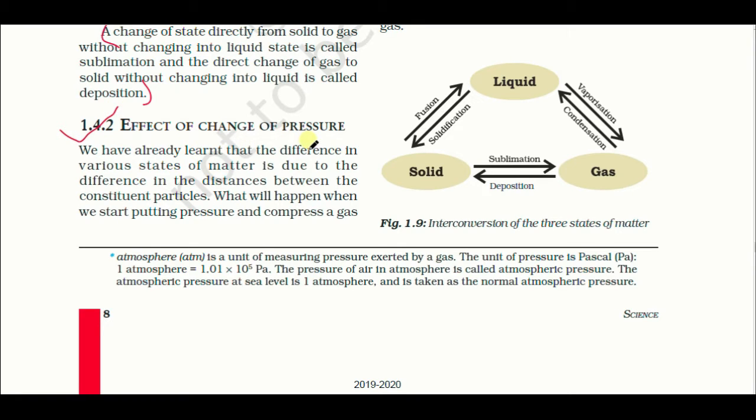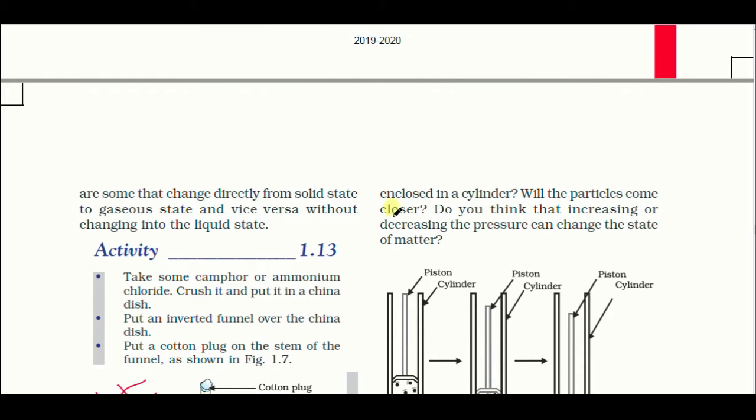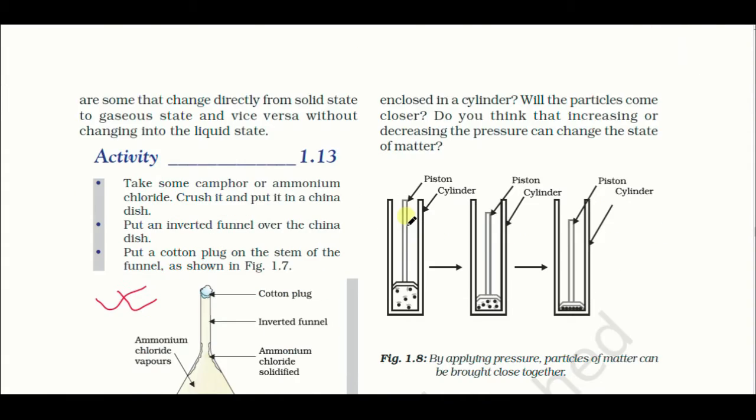That means if we decrease or increase the pressure, then what will be the change in the state of the substance? Clear? Let's read here. We have already learned that the difference in the various states of matter is due to the difference in the distance between the constituent particles. What will happen when we start pushing and compress a gas enclosed in a cylinder? Will the particles come closer? Do you think that increasing or decreasing the pressure can change the state of matter?